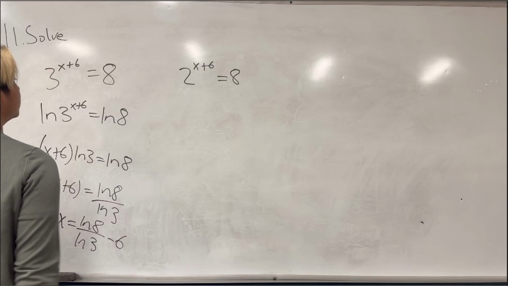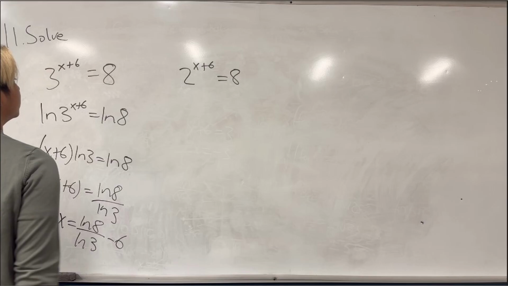Since this parentheses is already isolated, we can just divide both sides by ln of 3 here. So this becomes x plus 6 equals ln of 8 over ln of 3. And now to completely isolate the x, what can we do? We just subtract the 6 from both sides. This becomes x equals ln of 8 over ln of 3 minus 6.